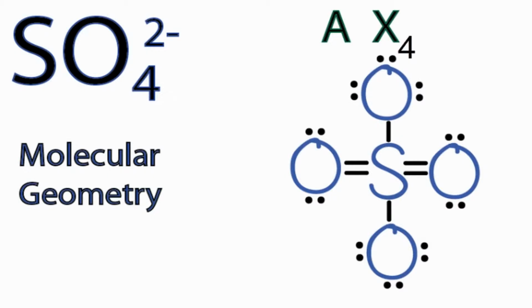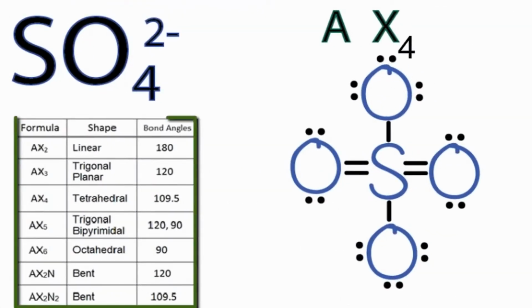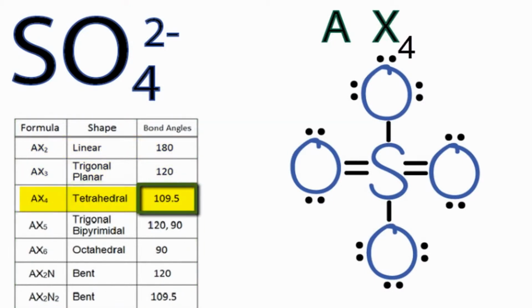You could have memorized that AX4 is a tetrahedral molecular geometry, or if you have it available, you can look it up on a table. Going down our table, we see AX2, AX3, and there's AX4, which is tetrahedral, and those bond angles are 109.5 degrees. But remember, the view on the screen right now, the Lewis structure, that's 2-dimensional. We need to think about this in 3 dimensions.